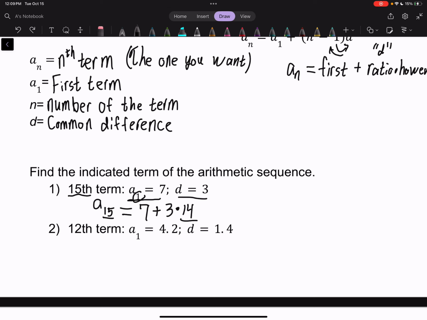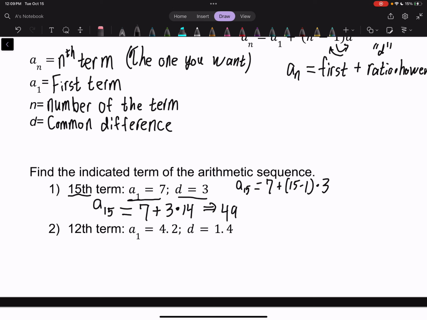Okay? If you want to write it exactly the way it's written above, it would be A15 is equal to 7 plus 15 minus 1 times 3. But just because I'm showing you the way that I'm going to write it, I'm going to stay consistent because this is the way it works for me better. You can do this in your head or in the calculator, doesn't really matter, but you're going to get 49 as a final answer.